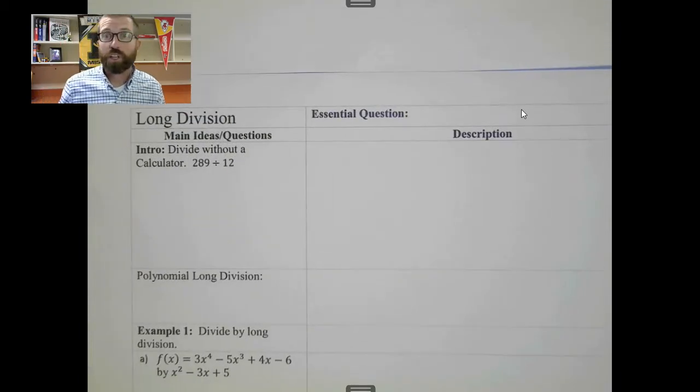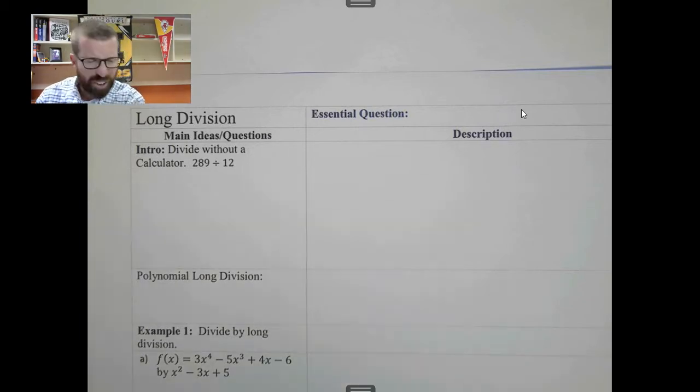Okay, so here we're going to look at long division, specifically polynomial long division. Before we do, let's throw it back to maybe third grade, fourth grade.